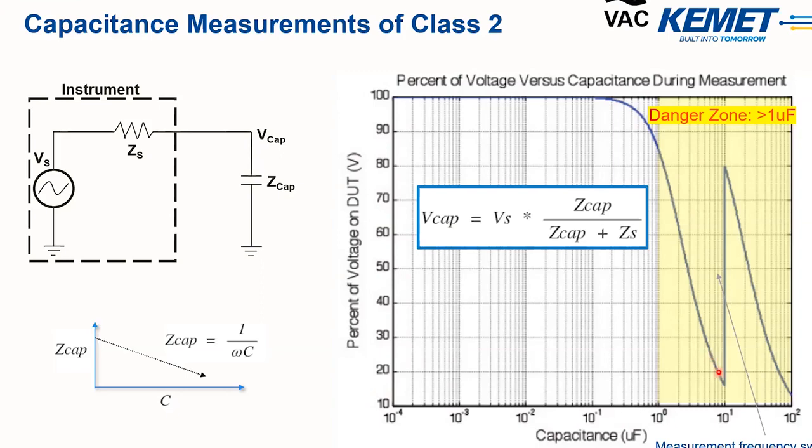Now, the reason you see this jump here is because when you switch from 10 microfarads and above, you switch from 1 kilohertz to 120 hertz, which increases the impedance and it goes up a little bit. But again, you're still in this danger zone. Now this starts to become an issue again above about 1 microfarad. So how do you avoid this?